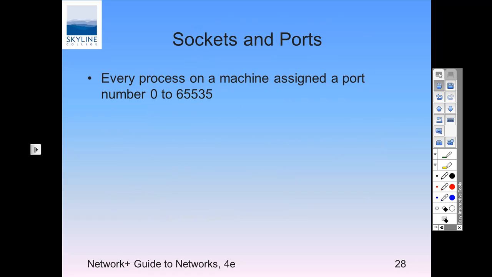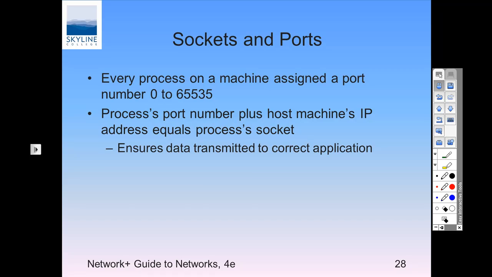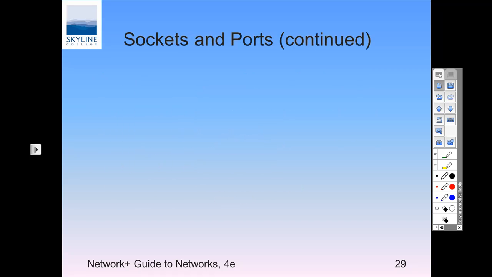We talked about ports early on, 0 to 65,535, which gives us 65,536. Because remember, in the tech world, 0 is a real number. So we have these things, sockets and ports. When we put them together, a socket means an IP address and a port number. A socket is the port number plus the machine's IP address.